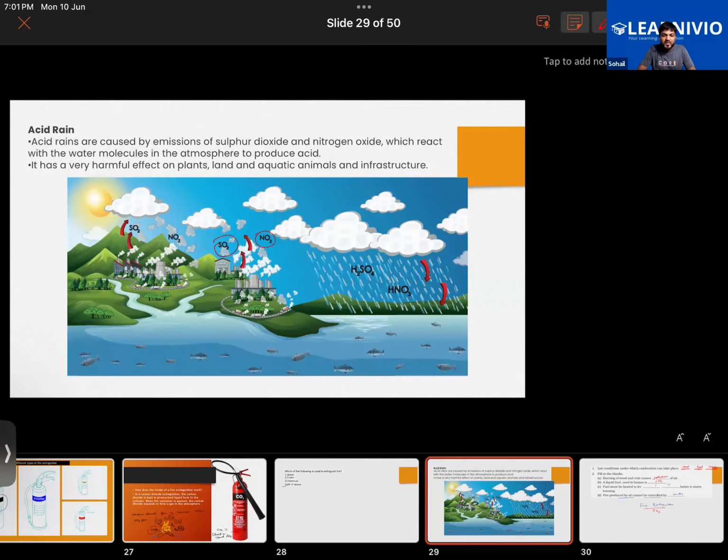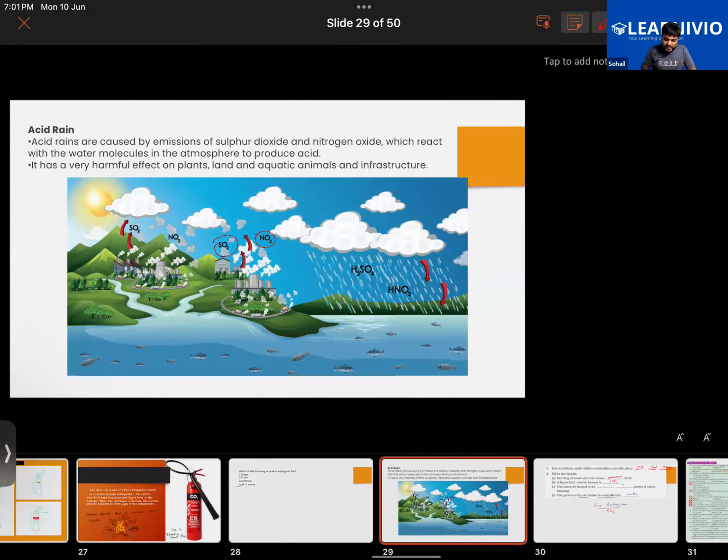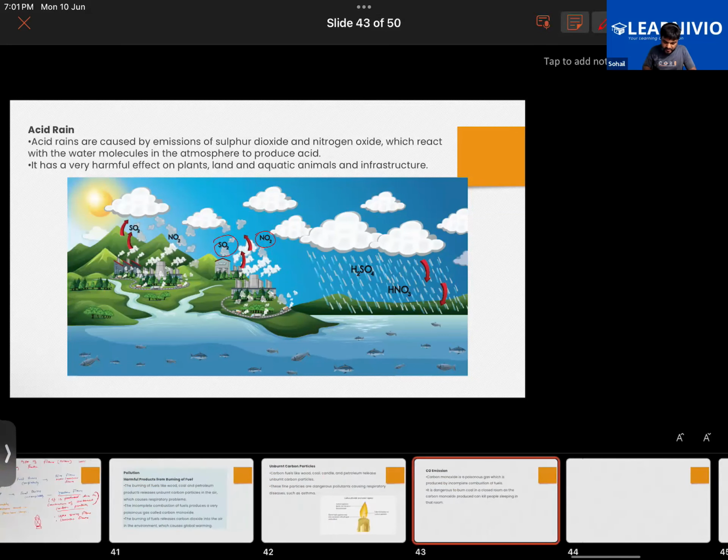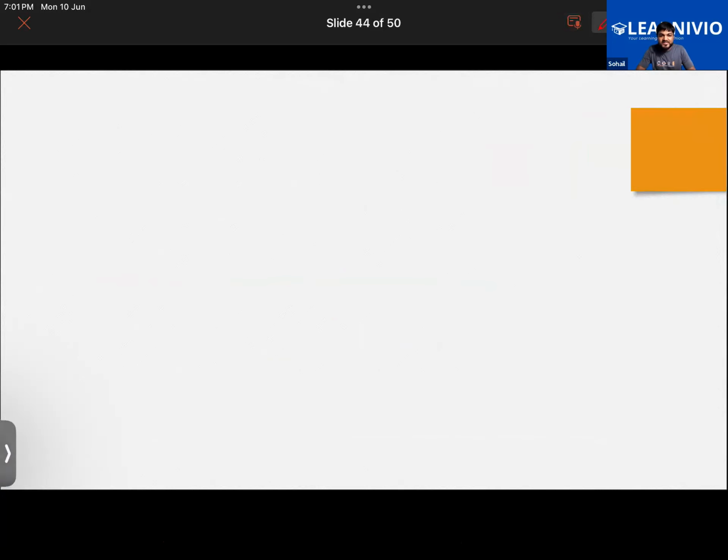Getting it, guys? Further, burning of fuels like petrol releases gases like nitrogen dioxide into the air. Getting it? So that is also problematic.